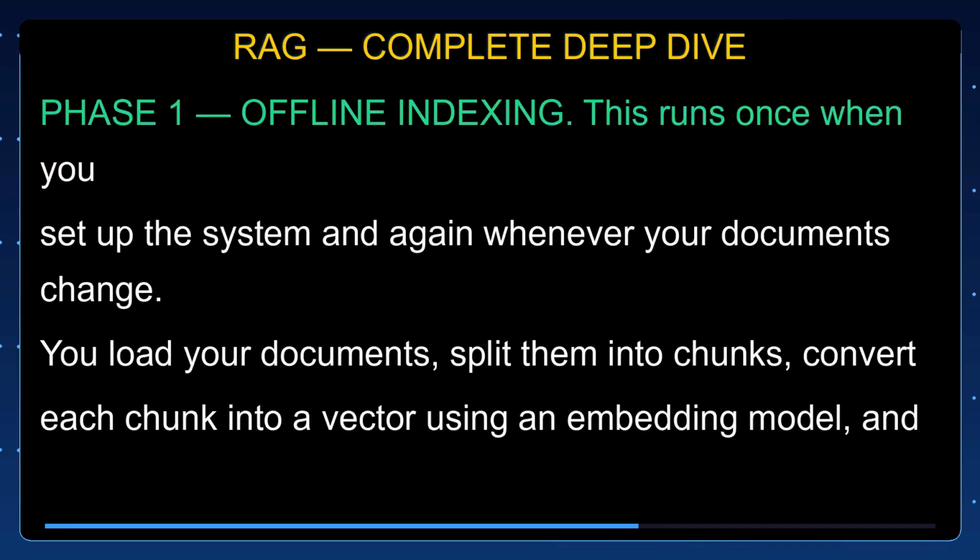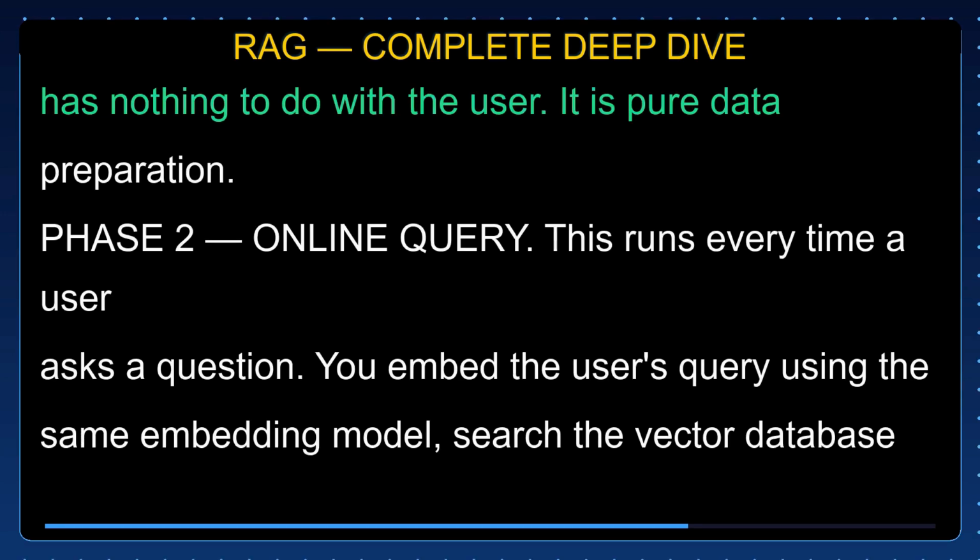Offline indexing. This runs once when you set up the system and again whenever your documents change. You load your documents, split them into chunks, convert each chunk into a vector using an embedding model, and store those vectors in a vector database. This phase has nothing to do with the user. It is pure data preparation.